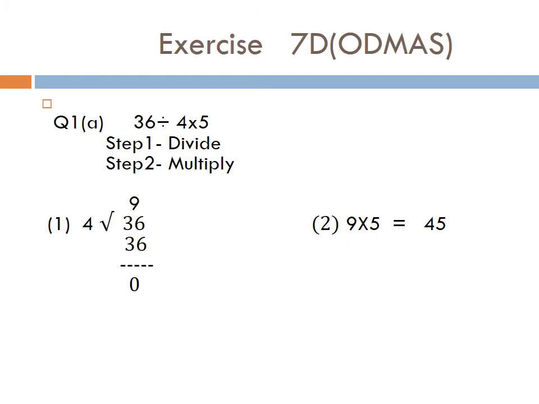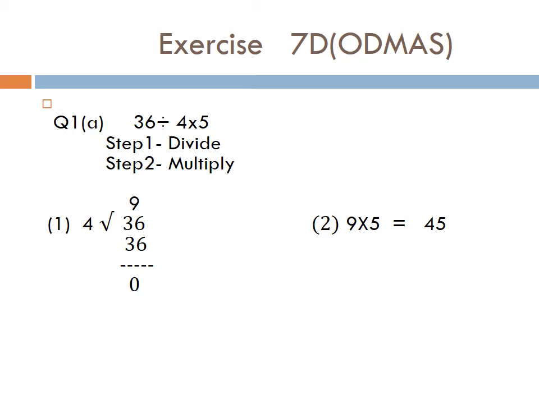Let's start exercise 7D. We will solve this exercise according to the ODMAS rule. Question number 1, A part. 36 divided by 4 multiplied by 5. According to the ODMAS rule, we are having two signs in this question: division and multiplication. According to the rule, first we will do division.